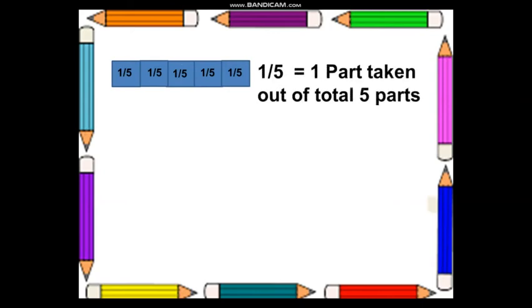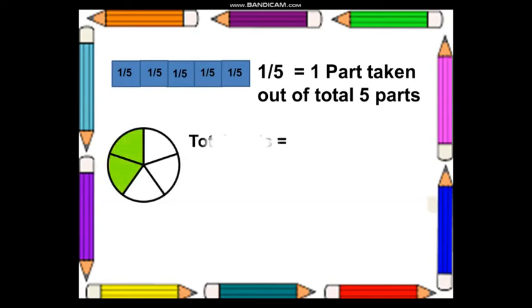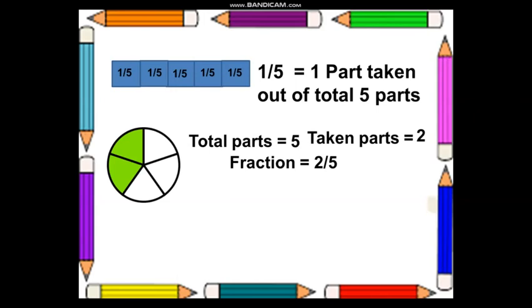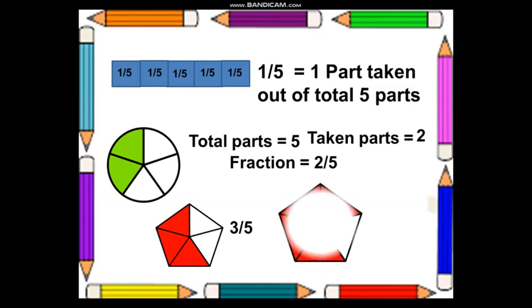Here it is 1/5, which means one part taken out of 5 equal parts. Now see this example. Total parts are here 1, 2, 3, 4, yes, 5. And how many parts are we taking here? We are taking 2. So the fraction will become 2/5. Here total parts are 5 and we are taking 3, so the fraction will become 3/5. One more example. 5 parts total and 4 are being taken, so the fraction becomes 4/5.